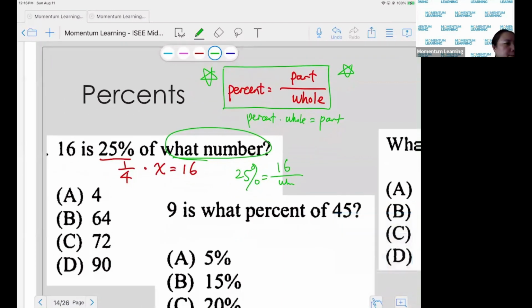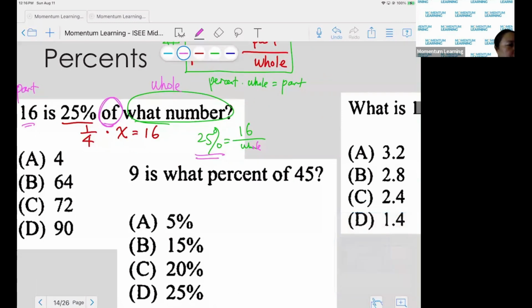So it's 25% equals the... remember, this first is a part. And the number after the "of" is always the whole. So we will have 25% equals the part, which is the 16, divided by the whole, and then we can do the calculation. The 25% is 1/4, and then do the cross multiply. Whole is 4 times the 16.